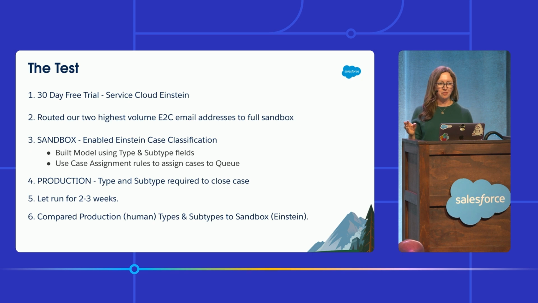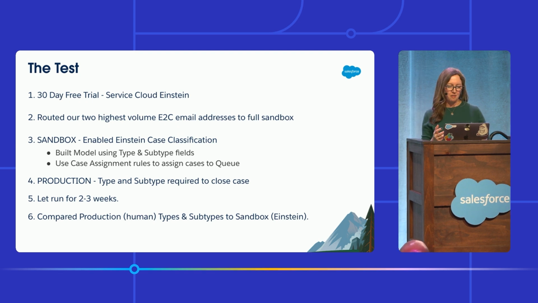I posted in the Trailblazer community, asking if anyone had ever used this, asked for help, got 0. It was like crickets. I was like, all right, well, I'm going to give this a shot in a sandbox. So in our full sandbox, I routed our 2 highest volume email to case email addresses to the full sandbox. So they were still going to prod, but they were also going to the sandbox. In the sandbox, I enabled Einstein Case Classification, built the model to use the type and subtype fields, and then we were just using the case assignment rules based off the type and subtype to route those to the queues.